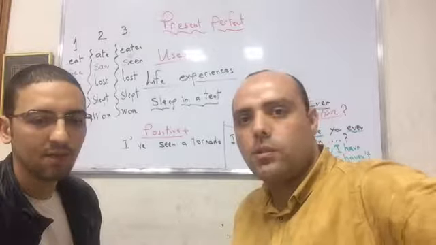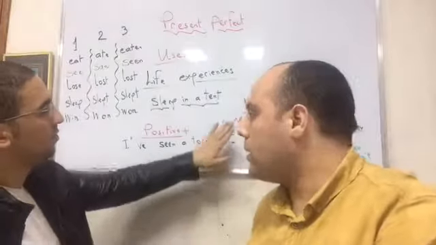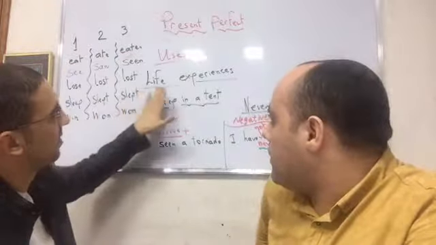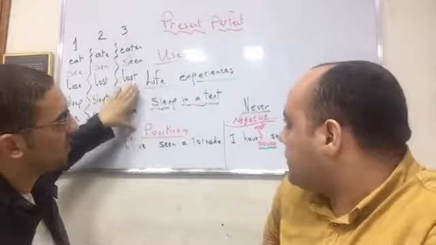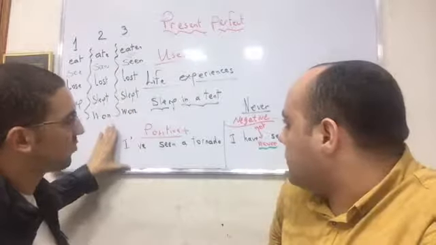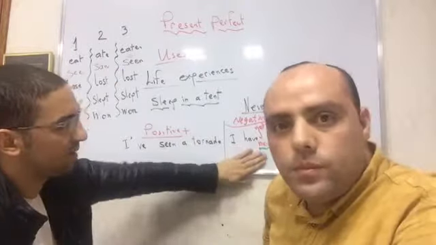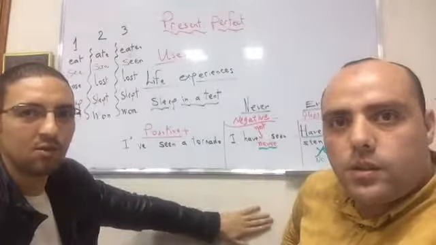Let us check the keywords that we can use with the present perfect simple. I do recommend that for the time being they focus on these two here, because we're talking about life experiences. You make a sentence with I have and the past participle. Use never to make the negative, and use ever to ask a question.